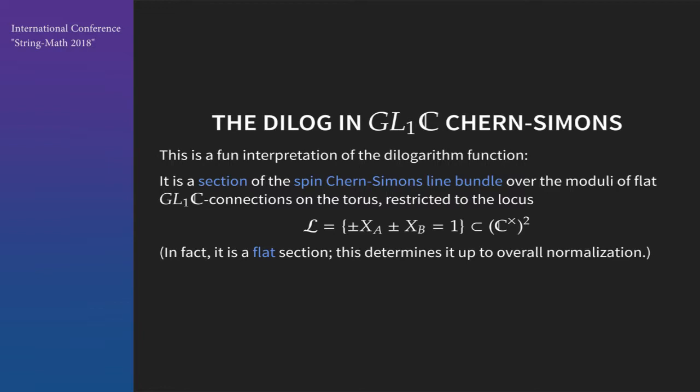If you can't remember, as I couldn't before starting this project, what the dilogarithm function is, but on the other hand, you know everything about spin Chern-Simons theory, then this is how you can remember it. You take the space of flat C-star connections on the torus, that's just C-star squared. You look inside there at this locus, so that's some kind of Lagrangian submanifold inside the moduli space of flat GL1C connections. Then you look at the spin Chern-Simons line bundle, and there's a unique flat section up to overall normalization. That's the dilogarithm. So that's my new definition of the dilogarithm.